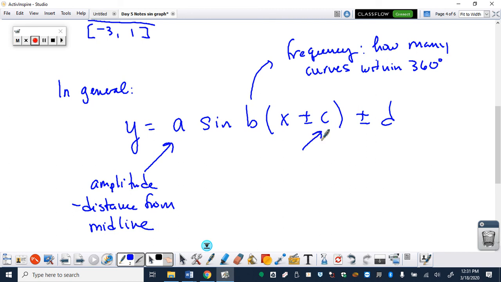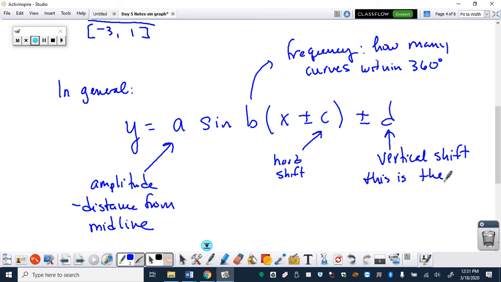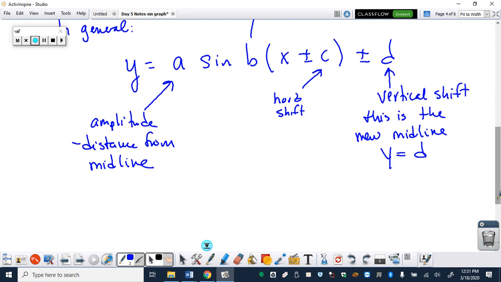Later, we'll talk about the horizontal shift. You folks already know about the horizontal shift from when we talked about it in our transformations unit. We'll talk about that in a couple of days. And then d is the vertical shift. This is the new midline, y equals d. And again, the midline can either be a rafline or shoreline.